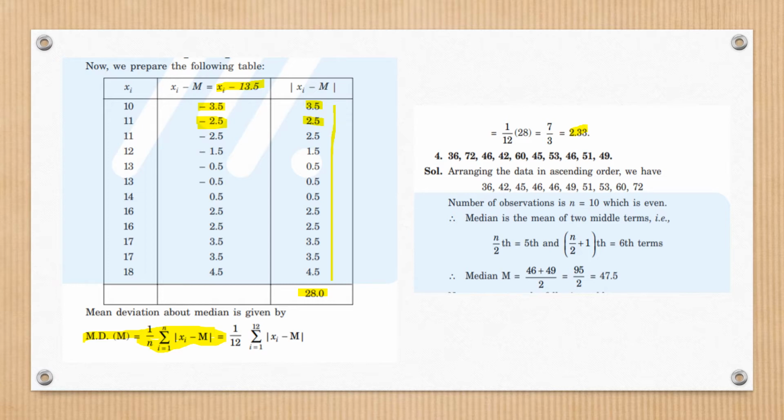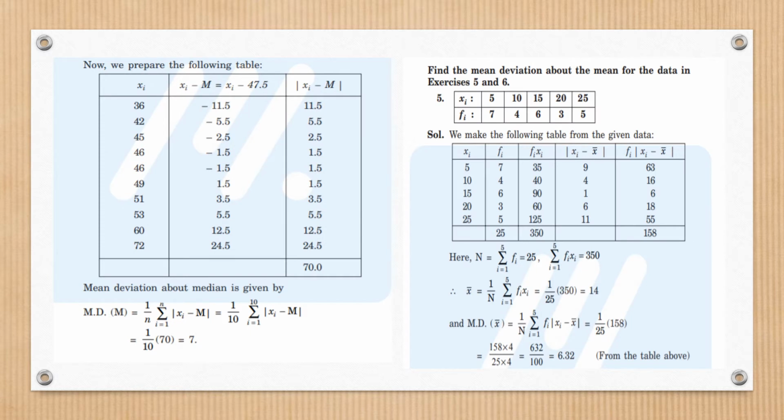Again in number 4, I need to arrange all the observations in ascending order first. So in ascending order they are like this. Here my n is 10, which is even, right? So the median will be the mean of the n by 2, that is the 5th and 6th terms. My 5th and 6th terms are 46 and 49. The mean, that is the average of them, to find the median is 46 plus 49 divided by 2, that is 47.5.